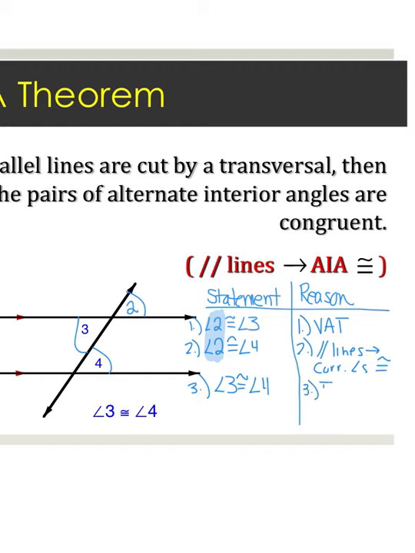And that is a property that we haven't talked about, but it's called the transitive property. The transitive property is if you're comparing three different quantities, if two of them are congruent to the same quantity or value or angle or segment, then they have to be congruent to each other. Another reason here could be substitution, right? If 2 is equal to 3, I substitute it in for angle 2 in the second statement. But here I have proven that angle 3 is congruent to angle 4.